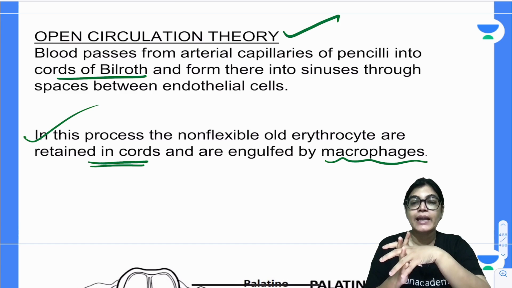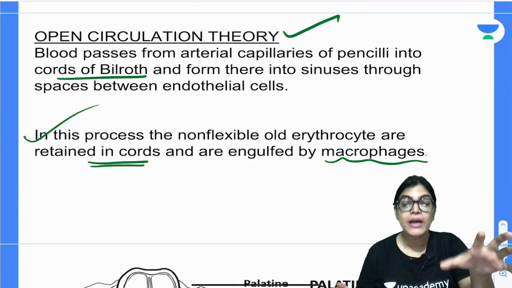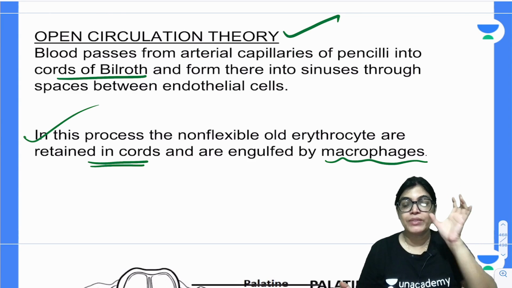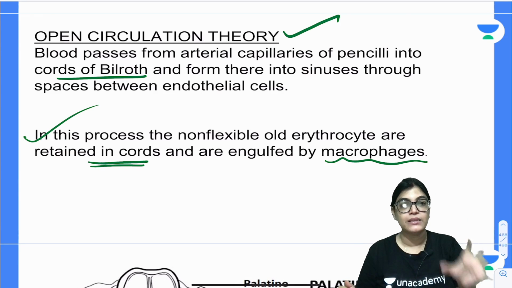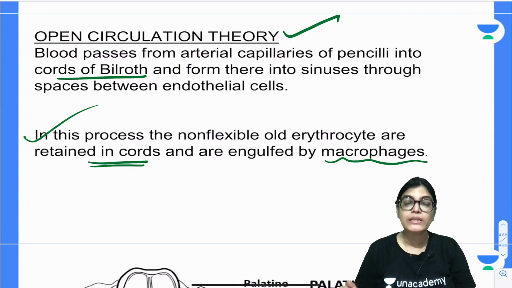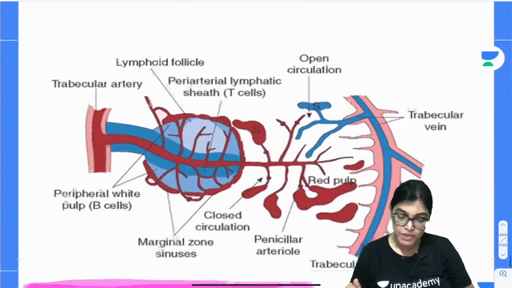That means directly the transfer or communication of the splenic venous sinusoid blood and the capillaries doesn't happen, but the blood will reside for some time in the cords of Billroth, where old and worn out RBCs will be engulfed by macrophages. So, this is called the open circulation theory. Next important point is to show you the diagram so that you can appreciate this.